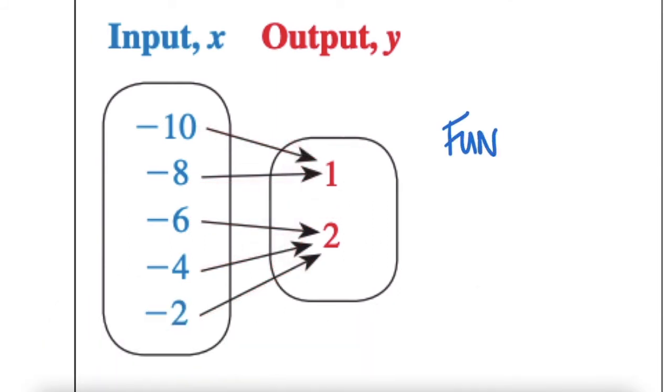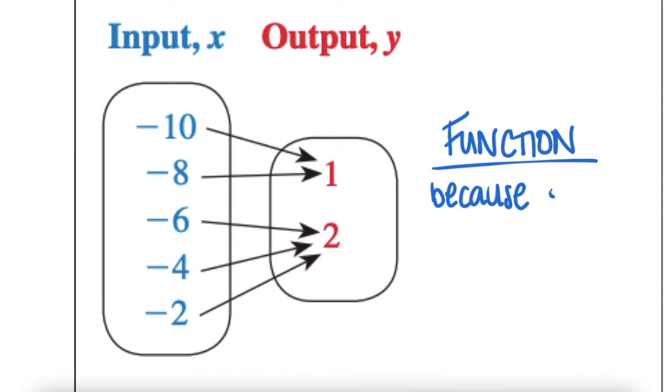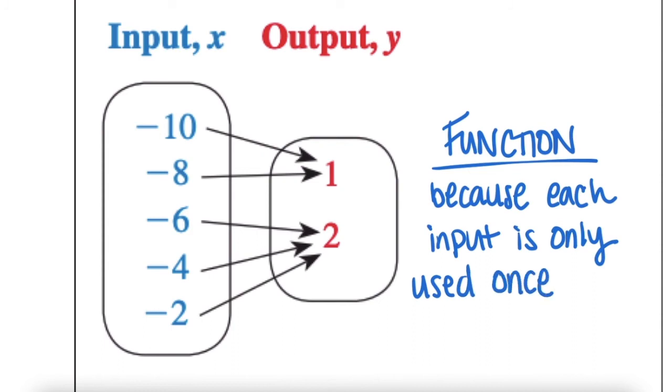This relation here is an example of a function because each input is only used once and has its own output.